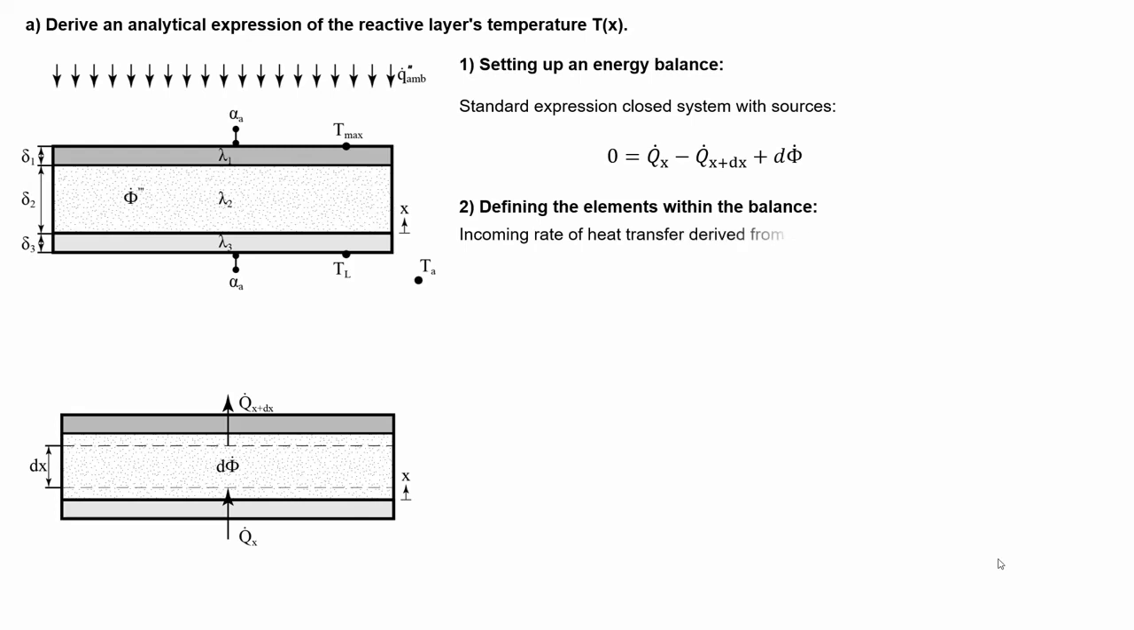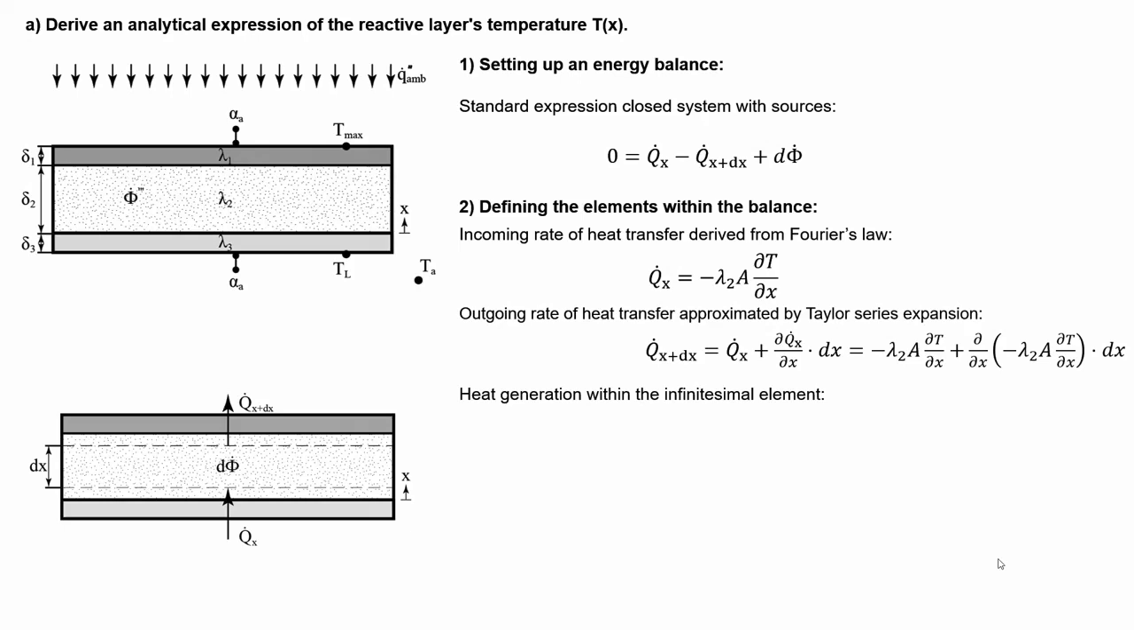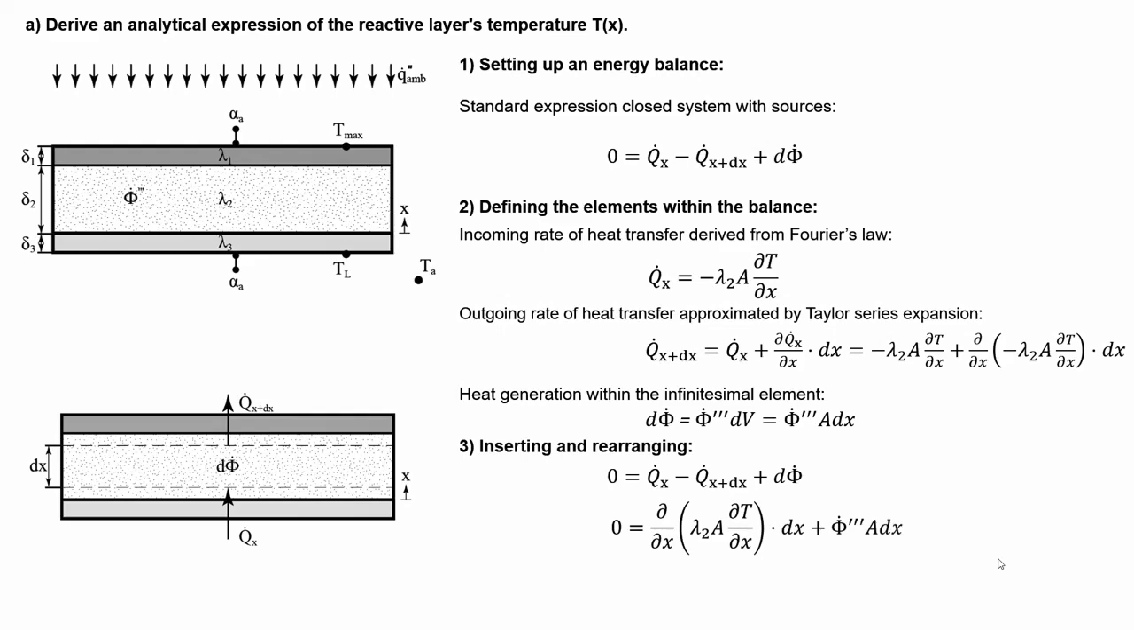The incoming heat by conduction can be expressed by use of Fourier's law, where the outgoing conductive flux can be approximated by use of the Taylor series expansion, as we are dealing with a sufficiently small domain, where filling in the ingoing conductive flux yields this expression. Lastly, we have to define the heat generation, which equals the volume-specific source term multiplied with the volume of the infinitesimal element. Having defined these terms, we can put them into the energy balance and do some rewriting, which yields the conduction equation.